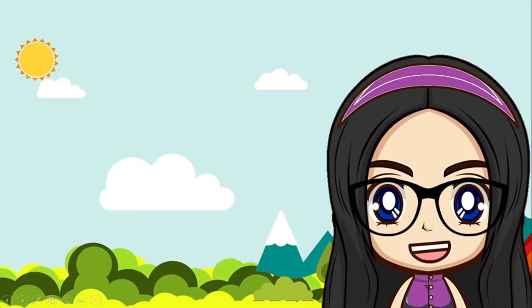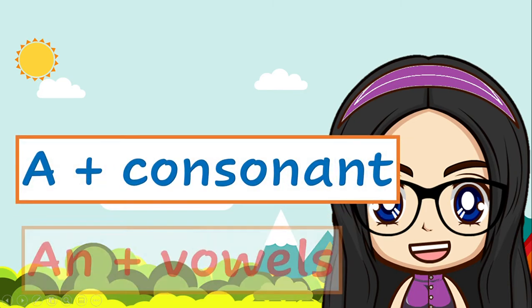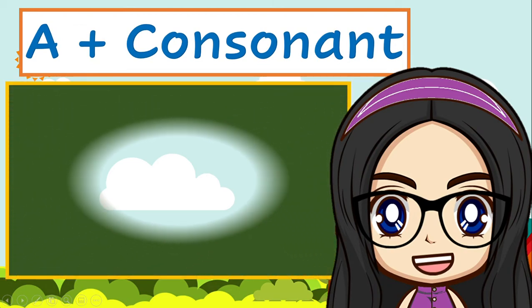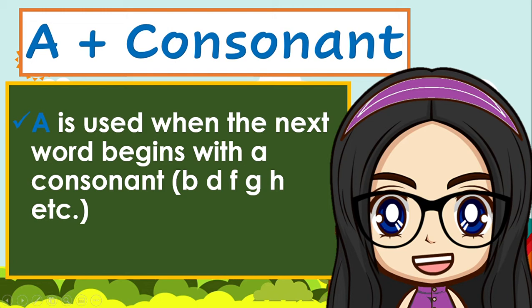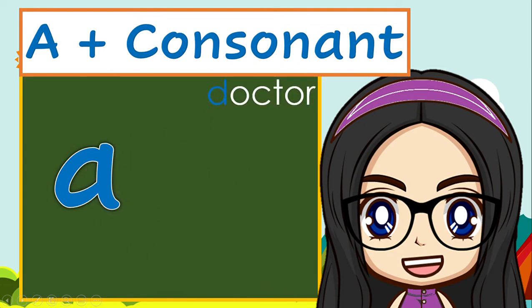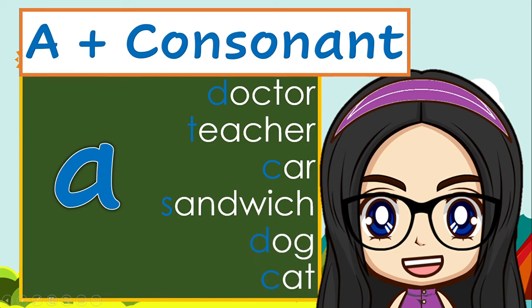Now, say this with me. A plus consonant. An plus vowels. Again, A is used when the next word begins with a consonant. For example, letter B, D, F, G, H, and the rest of the letters in the alphabet which is not a vowel or A, E, I, O, U. Examples: a doctor; a teacher; a car; a sandwich; a dog; a cat. Great job!